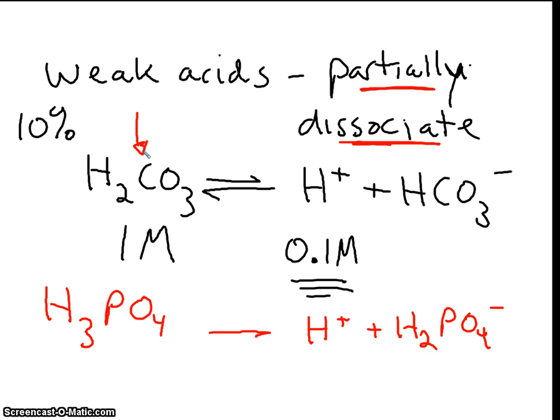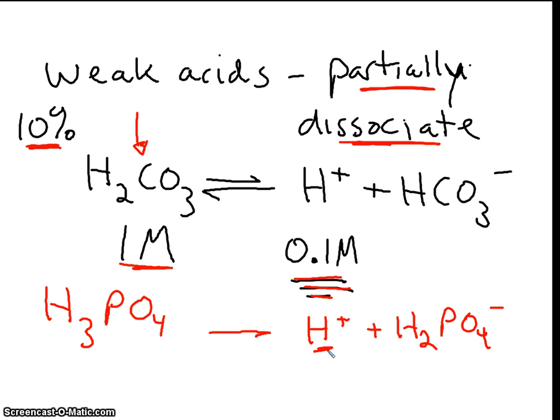So let's say that it does dissociate 10%. If we have a 1 molar solution of H2CO3 and it dissociates, we're only going to get a 0.1 molar concentration of the hydrogen ions in that solution. So it's not completely dissociating, it's a weaker acid. Phosphoric acid is another example. It will dissociate from H3PO4 into H+ and H2PO4, but it's not going to completely dissociate, so we're going to get 10% or less concentration of the hydrogen ions in that acid.